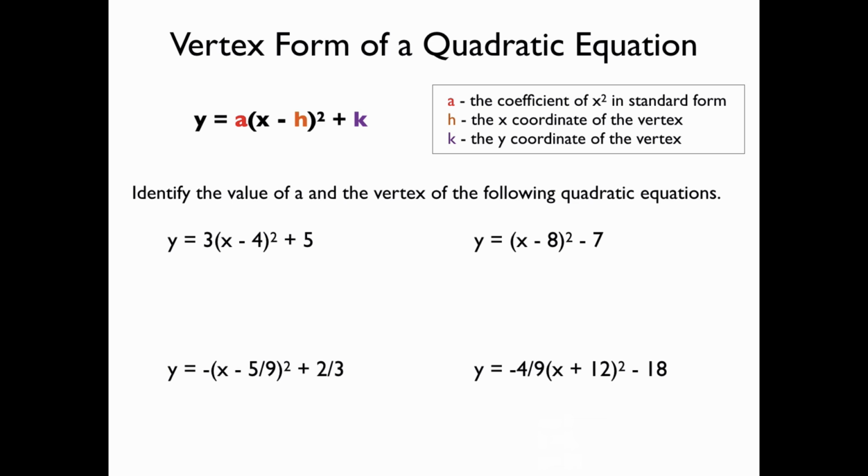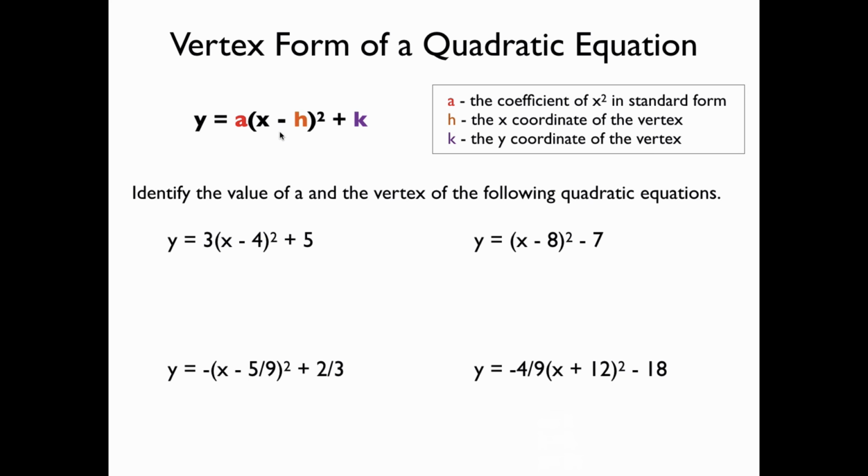Now, let's take a look at vertex form. Vertex form is where a is outside of the parentheses. Then we have x minus h, where h is the x-coordinate of the vertex. Now notice, h comes after the subtraction sign. Now, I know I've told you that you shouldn't look at these signs as subtraction signs, and that's fine. If you want to look at this as being the opposite of h, that's fine too.